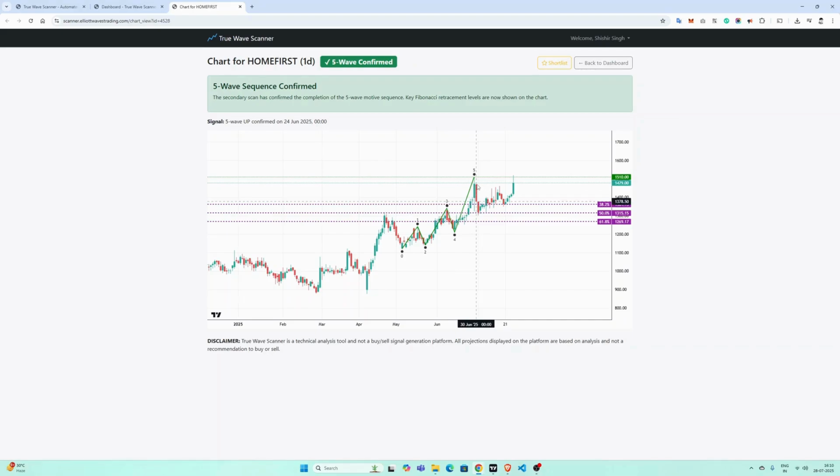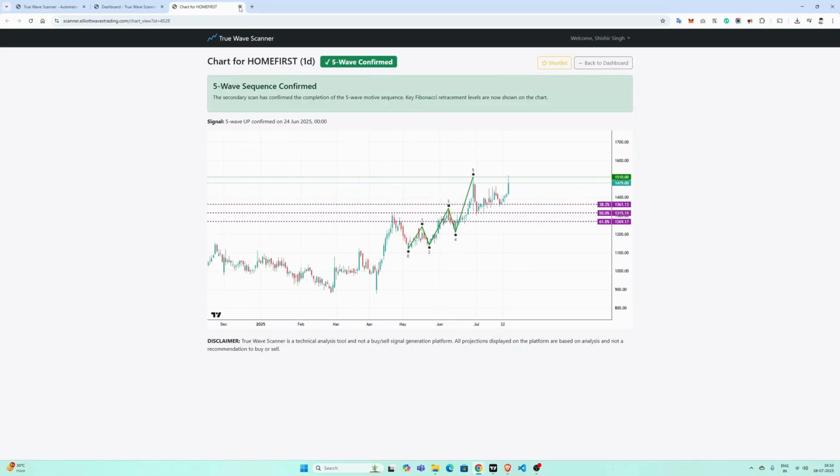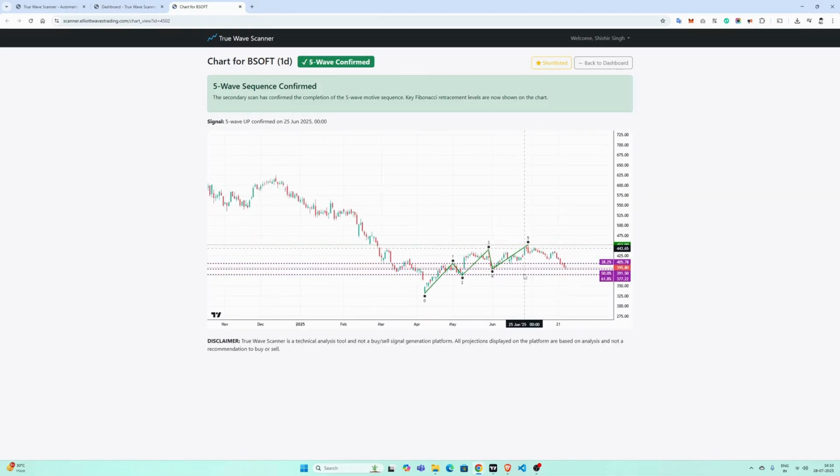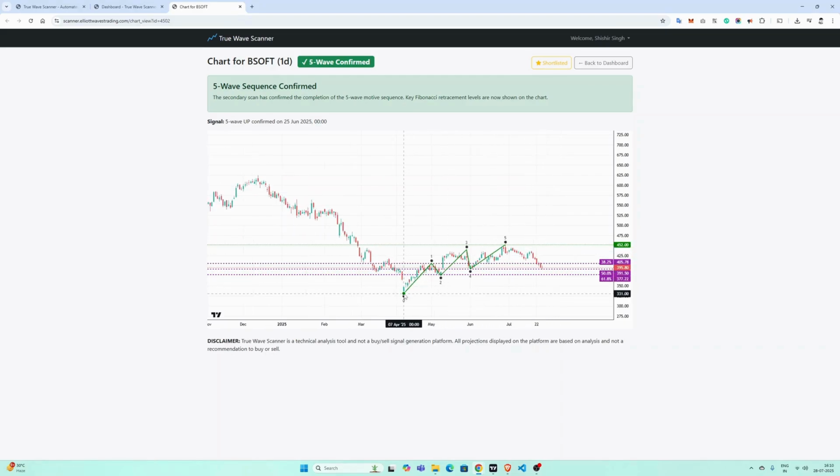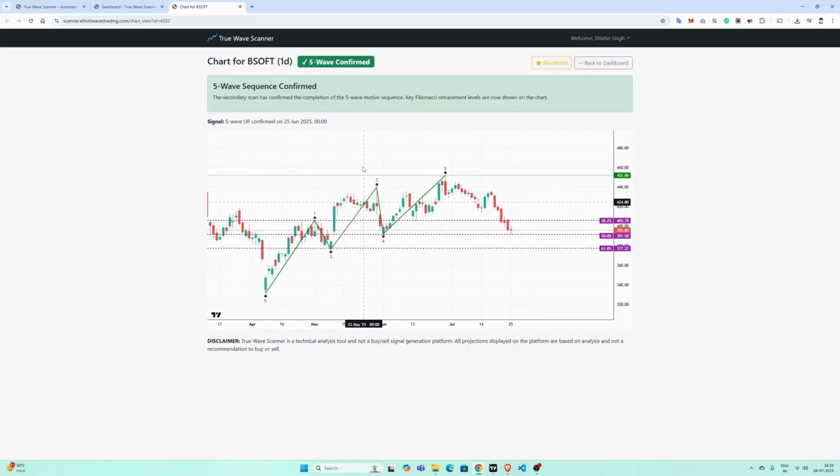I am more interested in setups where the move is a fresh move starting from the most significant low or most significant high. So this is not that kind of setup. So that's why I will ignore this. I will move on to the next one. So here, this looks good to me because this is a significant low. There is nothing here, and this looks like a fresh move.